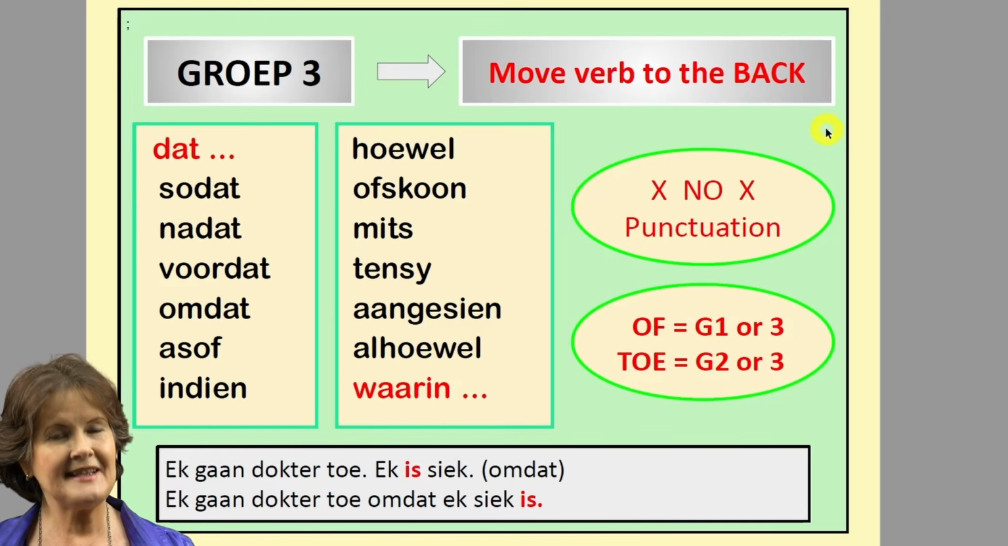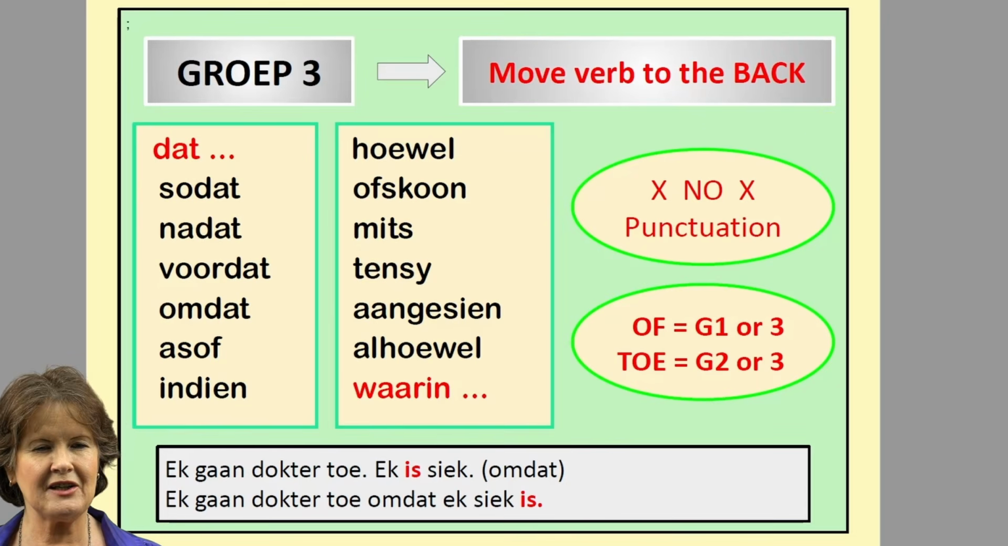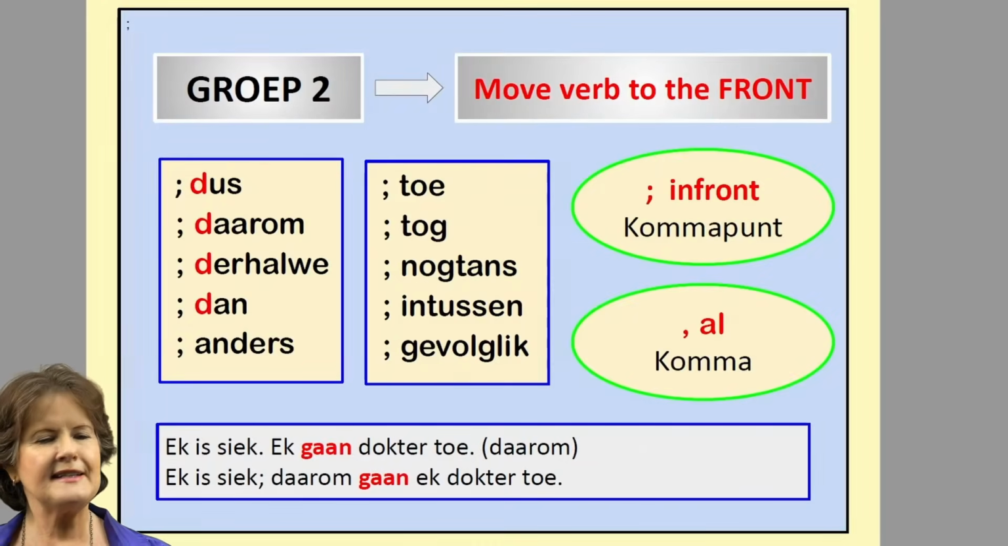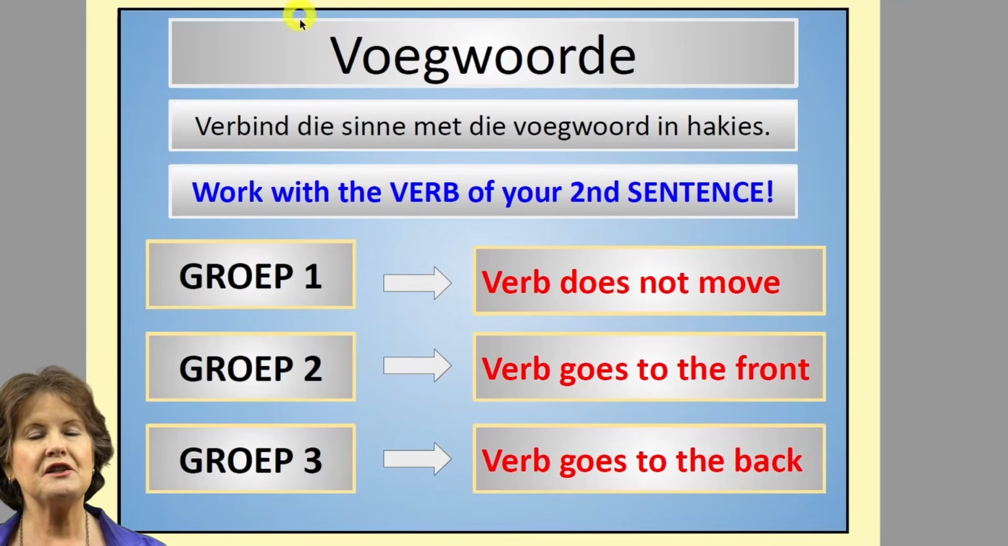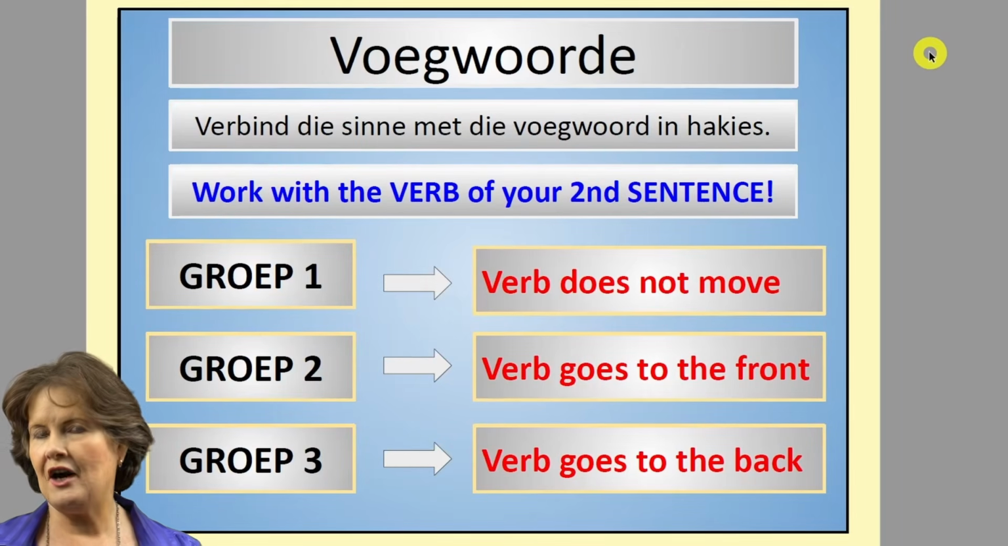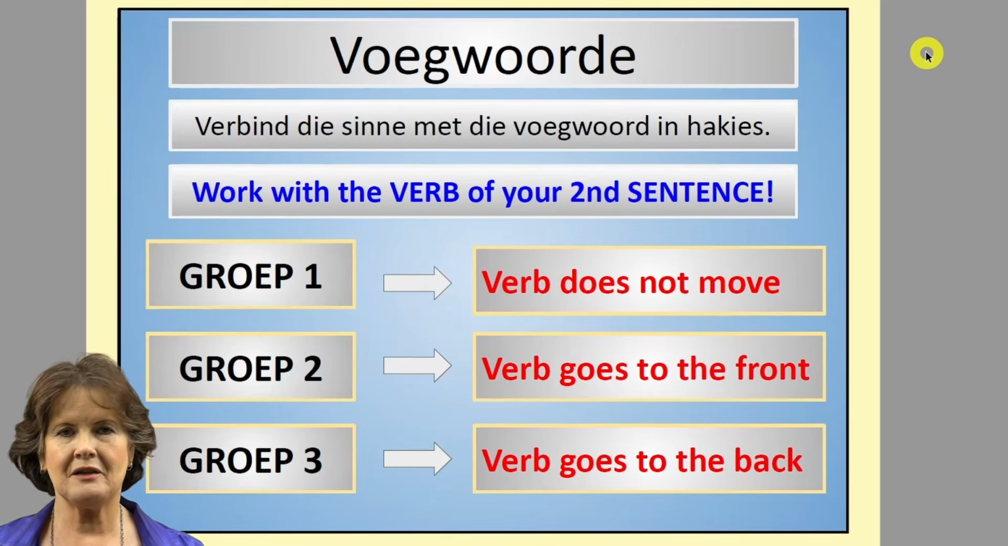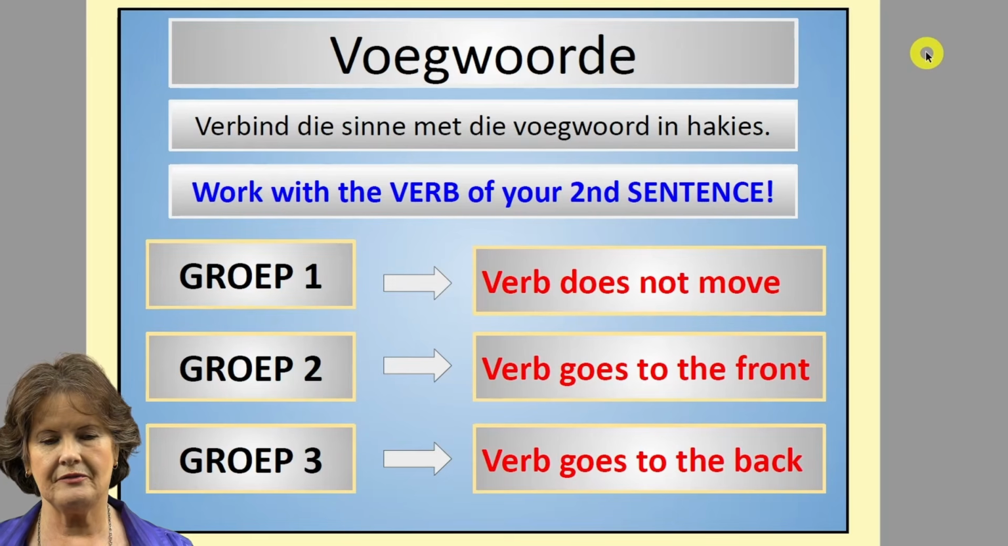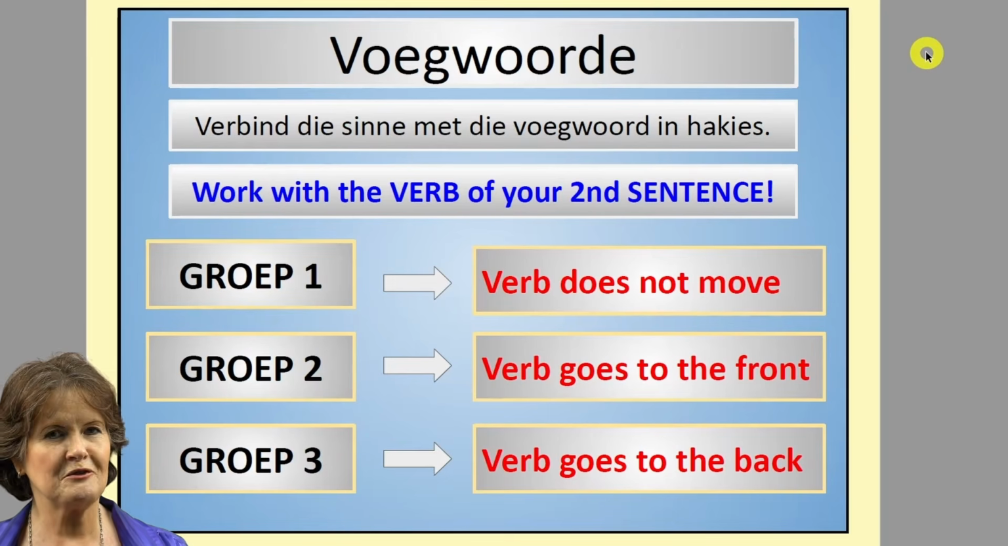And that is how we join sentences in Afrikaans. So this is so easy. Just know your 3 groups, know what you do with your punctuation mark, know what you do with your verb, and you are sorted.